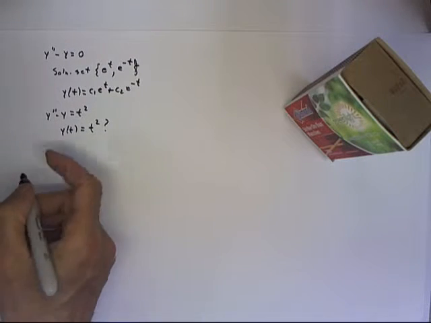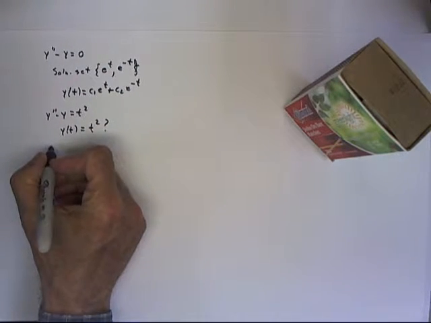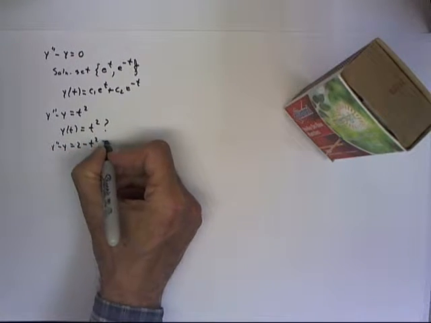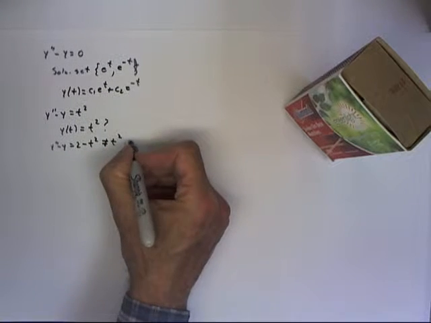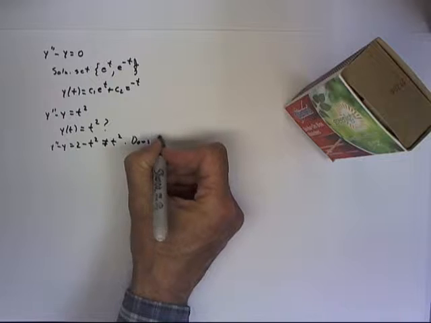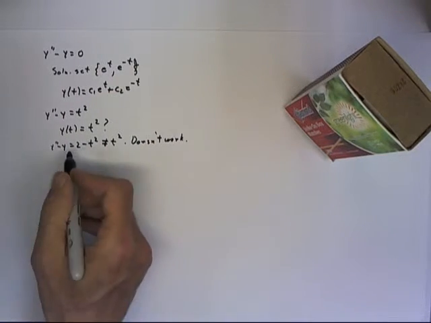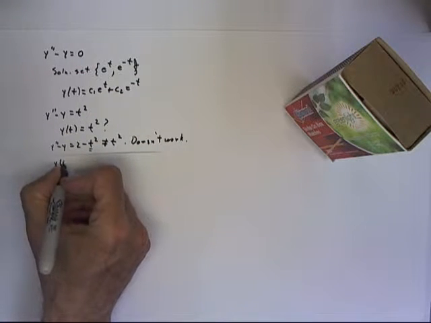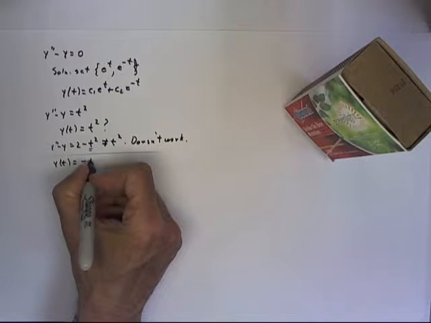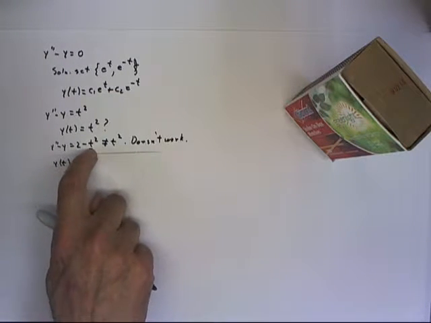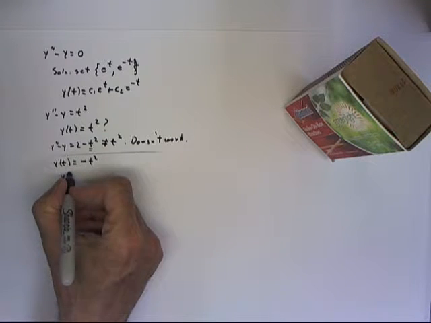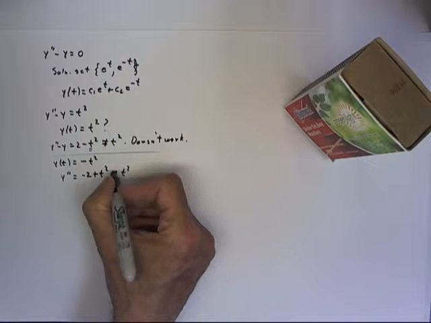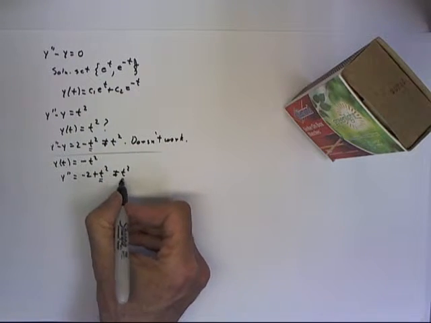Well, if y of t equals t squared, then y double prime is 2, and we get y double prime minus y is going to equal 2 minus t squared, which is not equal to t squared. So this doesn't work. However, we did get a t squared out of this. So we might try y of t equals negative t squared. That'll make the negative t squared here positive. We're going to get then y double prime minus y equals minus 2 plus t squared. That's not equal to t squared, but at least we've got a plus t squared here and here.